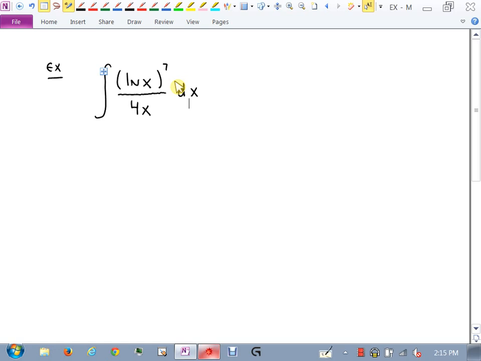What's the derivative of natural log of x? Do you have 1 over x there? Yes, you do. So what you have to realize here is that this is the same as natural log of x to the 7th power times 1/4 times 1 over x dx. Isn't that exactly the same thing? Now, the 1/4 doesn't matter, does it? That can come out. And so, yes, you do see something and its derivative, don't you? Now you see it, hopefully.